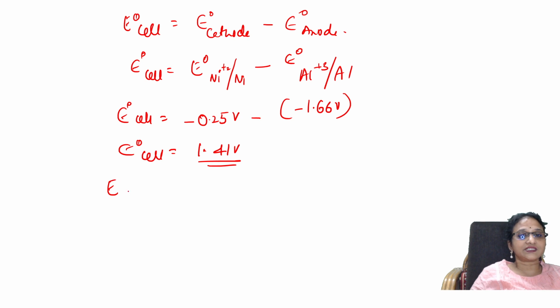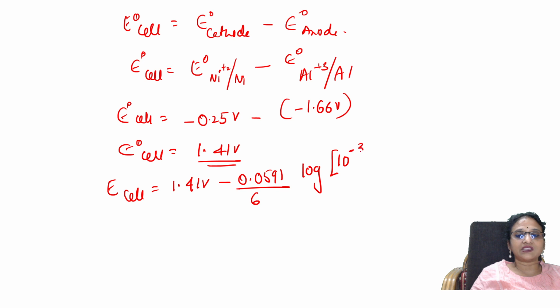So E cell is equal to 1.41 volts minus 0.0591 by n. How many electrons got transferred? I already saw 6 electrons, so I have cancelled. So 6 log of oxidized, 10 raised to the power of minus 3, raised to the power 2, because for aluminium, we have seen in the balanced equation, it is the coefficient. Divided by reduced part, 0.5. When I balance nickel, the coefficient is 3.